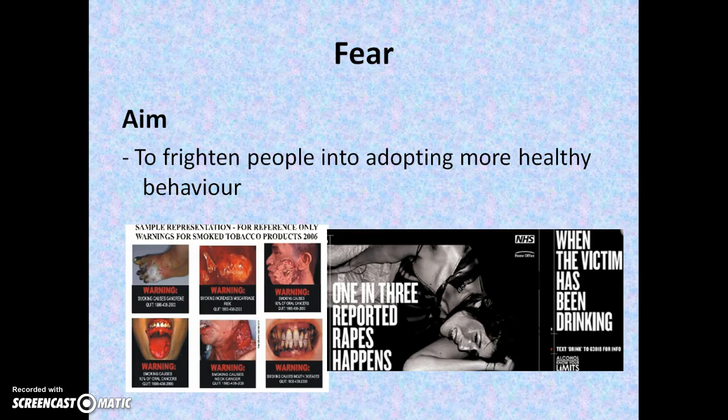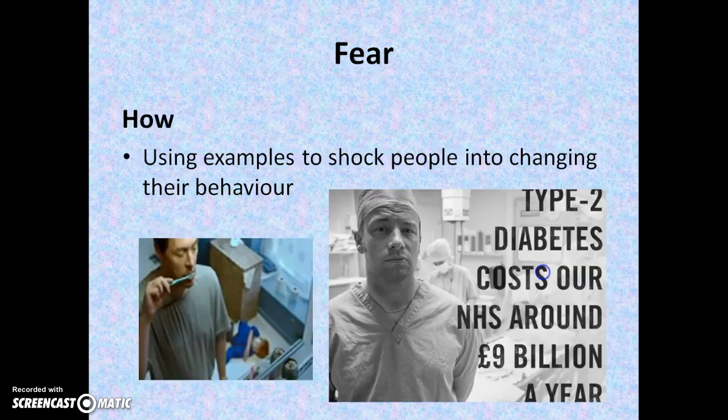And the last approach is fear. This approach aims to frighten people into changing their behaviour by giving us horrible, scary images and adverts on the television, for instance. And some of those pictures that you see on cigarette packets, people get frightened by the health messages that they see. So they shock people into changing behaviour. Road safety, driving adverts on the television, drink driving adverts around Christmas frighten us into behaving in a more healthy way. Jamie Oliver's telling us that type 2 diabetes from excess sugar costs the NHS around £9 billion a year, frightening us into making a change.